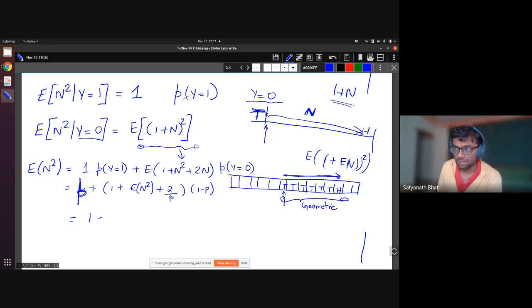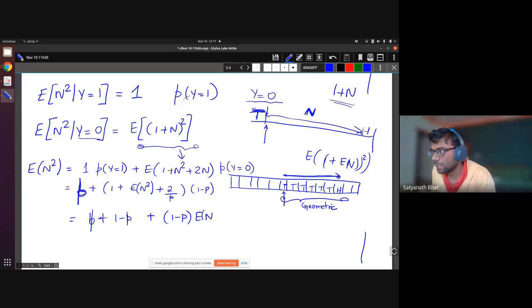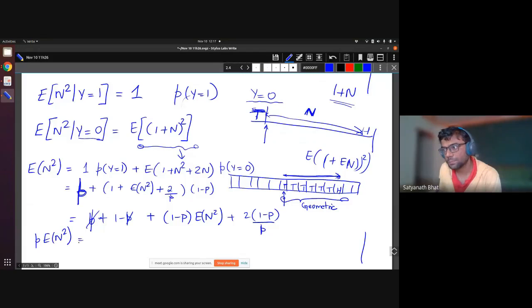So what that will give us? p into 1 minus p. So p plus 1 minus p. Okay, let me do this myself. Why am I being lazy? So 1 minus p into e of n square plus 2 into 1 minus p by p. That's what we have got so far. This p and this p cancel. Then this 1 minus p n squared and this e of n squared, the 1 cancels. So I'm left with p e of n squared, and then I'm left with 1 plus 2 into 1 minus p by p.